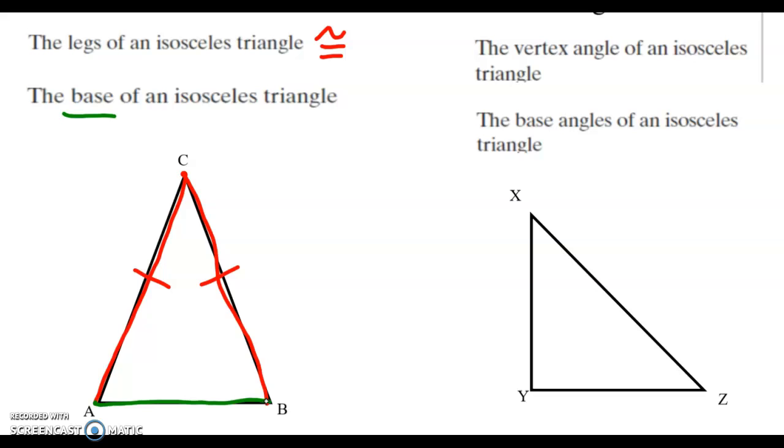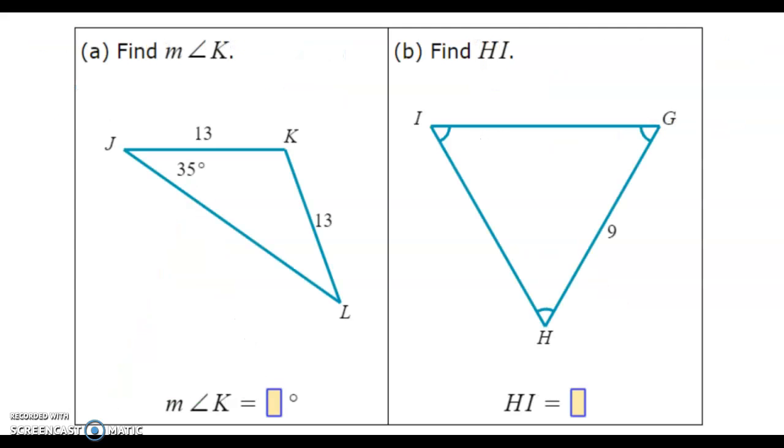Okay, but then that term base is kind of what gives us this expression, the base angles. So when we're talking about the angles of an isosceles triangle, the base angles are what's going to be congruent, where that base is that side that is not the same as the other two, and the vertex angle of an isosceles is where the two legs meet.